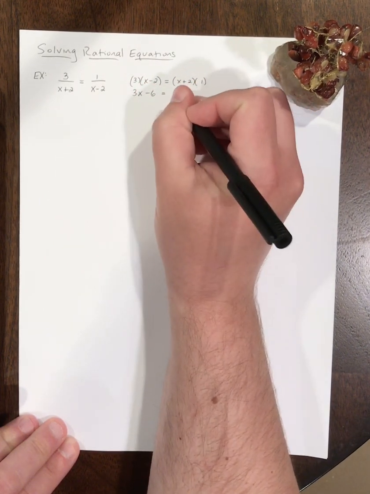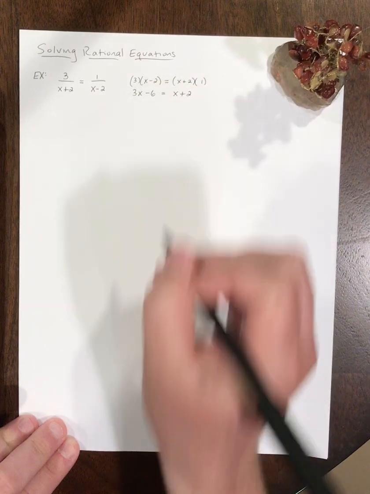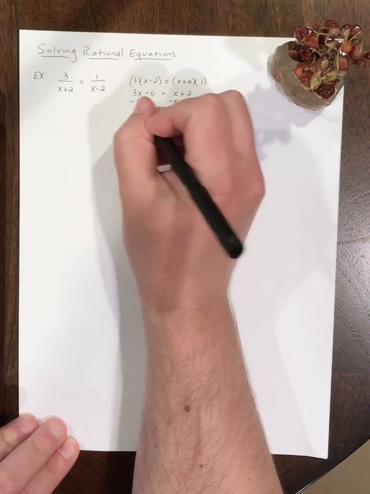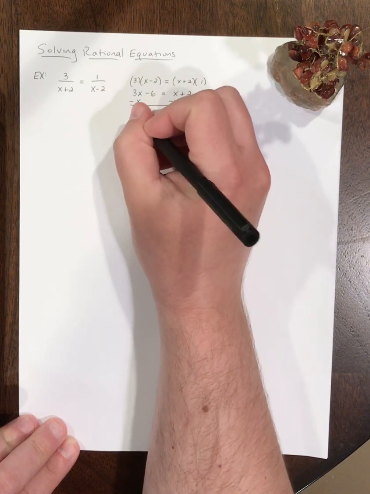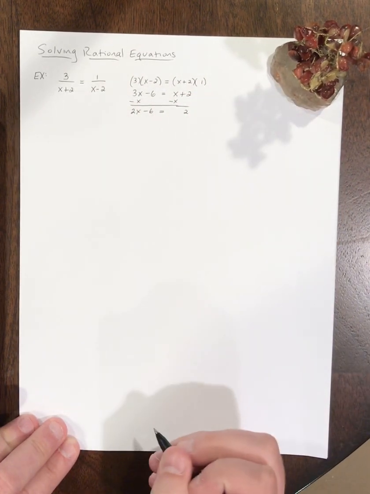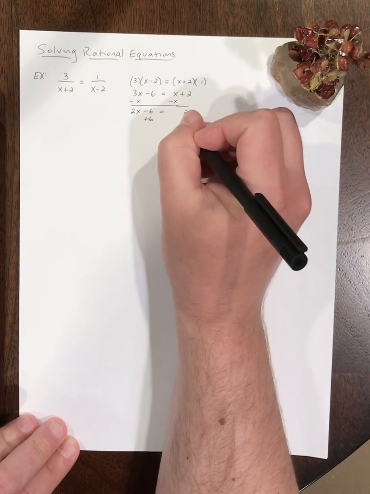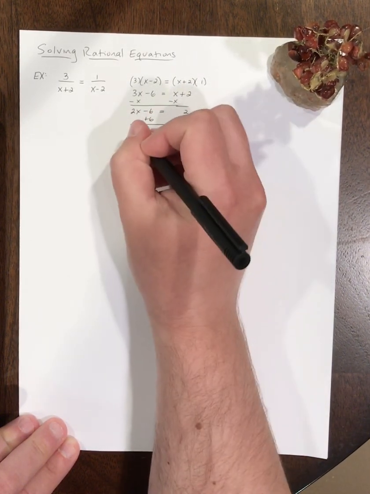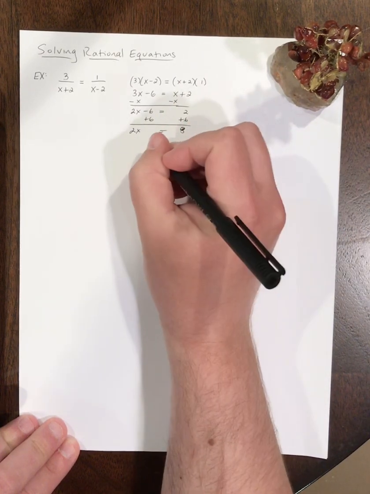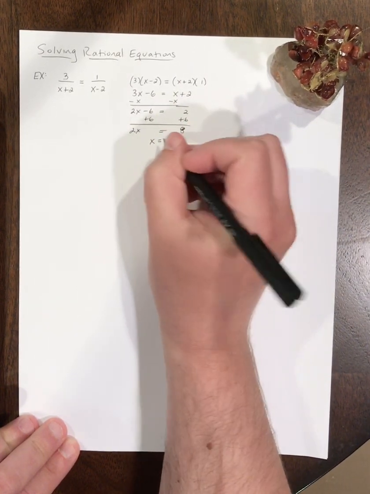This side there's nothing really to distribute. And then you can subtract x. You get 2x minus 6 equals 2. And then add 6. 2x equals 8. So x equals 4.